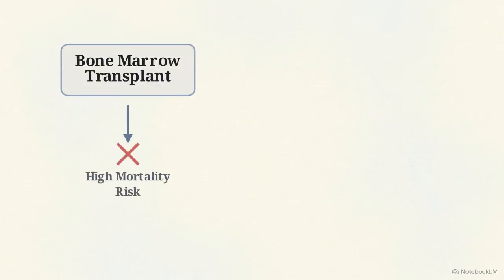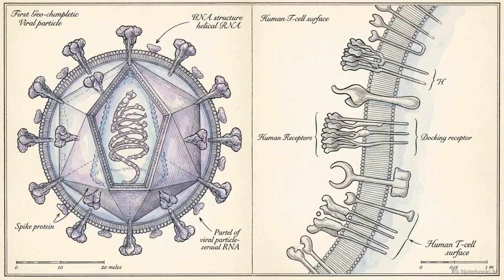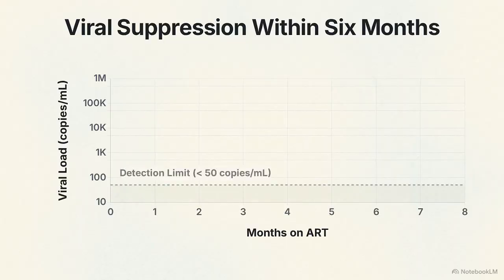While bone marrow transplants carry too high a mortality risk for widespread use, scientists reverse-engineered this exact pathway to create the entry inhibitor Maraviroc, which pharmacologically blocks the CCR5 co-receptor. Mapping the molecular architecture of the virus and host allowed medicine to shift its strategy. Clinicians moved from treating downstream opportunistic infections to engineering direct upstream blockades that keep the virus locked out of the cellular machinery. The ultimate metric of clinical success is virologic suppression.